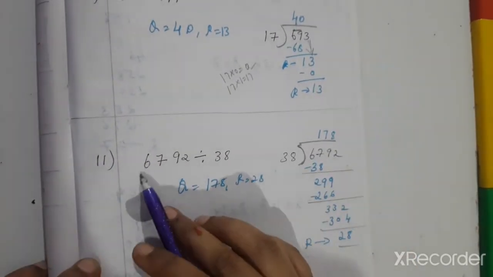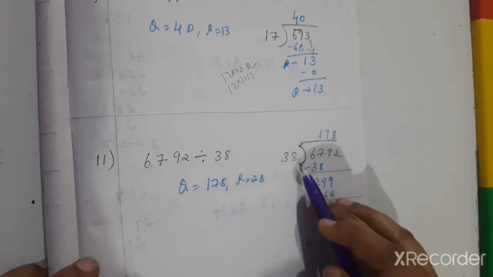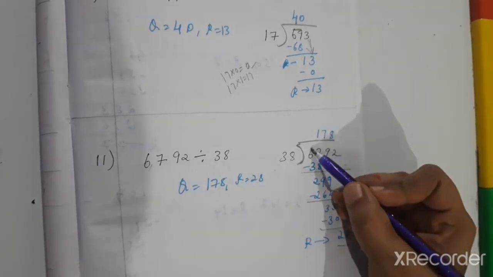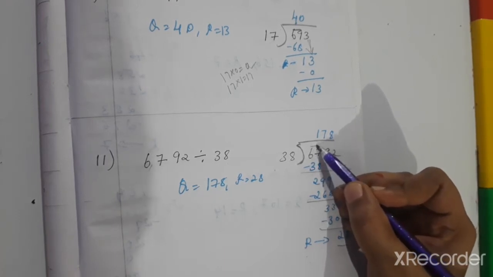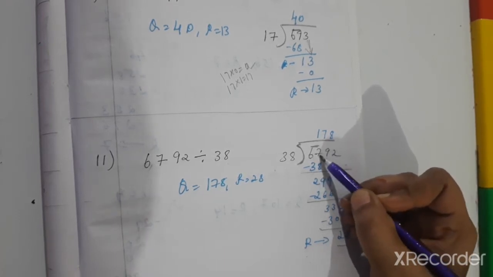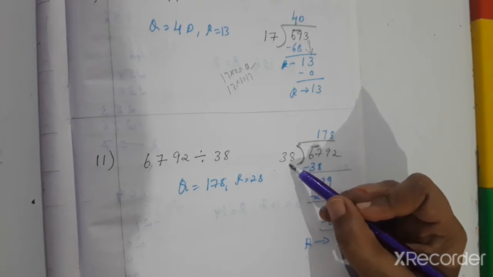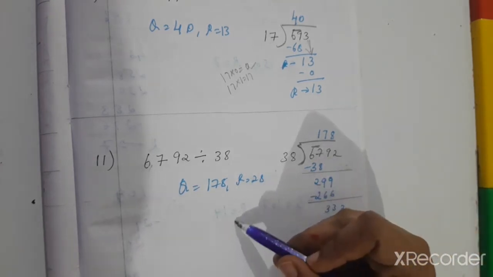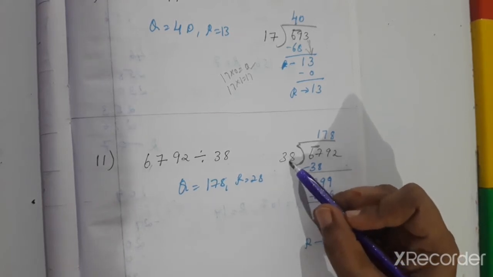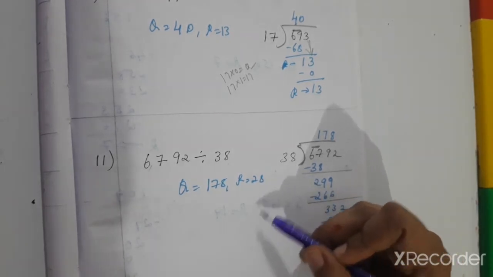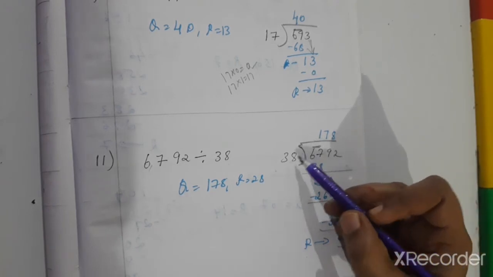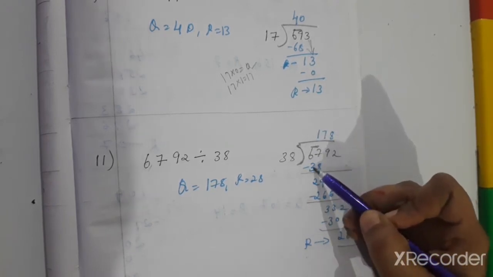Now 11th question, 6792 divided by 38. 38 here, 6792. So whether we can consider 6? No, 6 is very less. So we have to take 2 digits, that is 67. 38 ones are 38, 38 twos are 70 something will come. We have to multiply and check because we can't remember the 38 table. Multiply and check 38 twos are how much and 38 threes are, which is a nearer one, that we have to take. 38 ones are 38, that is a nearer one.